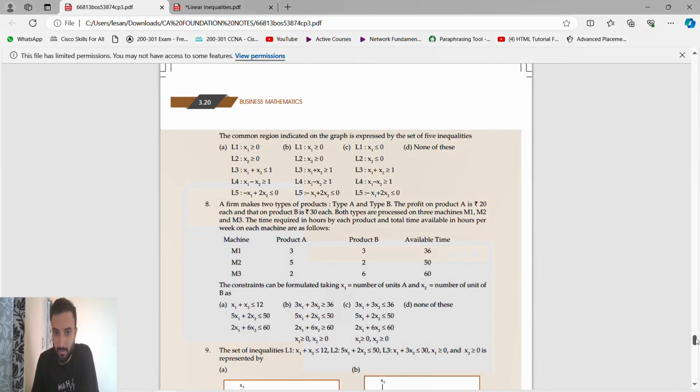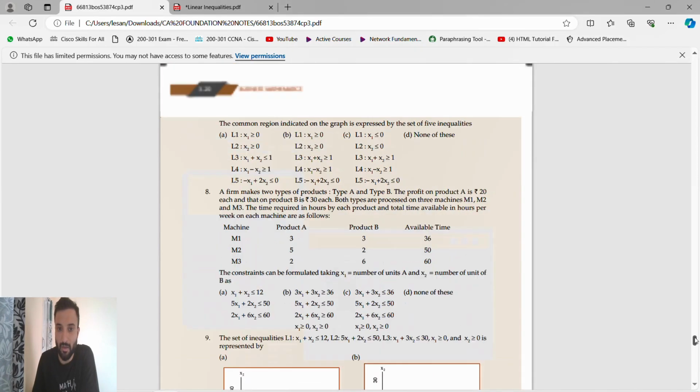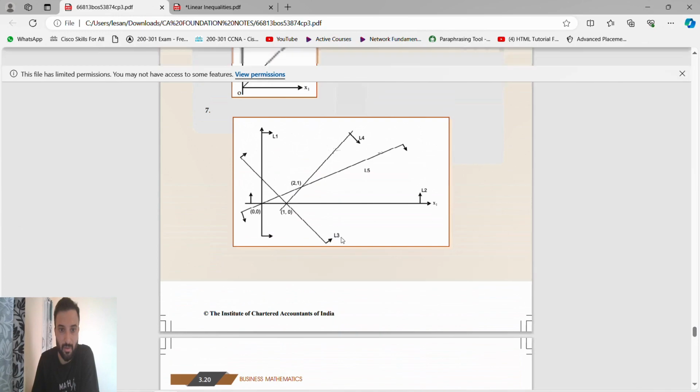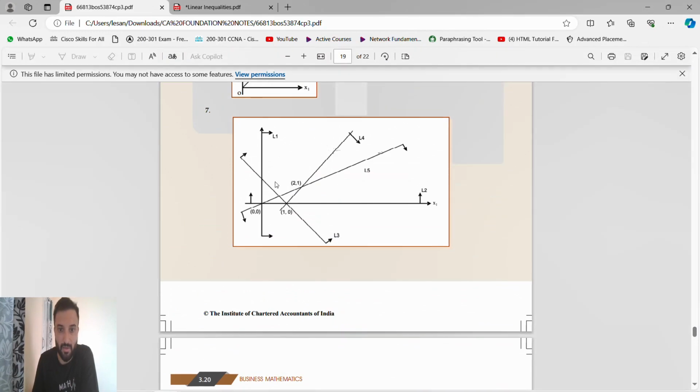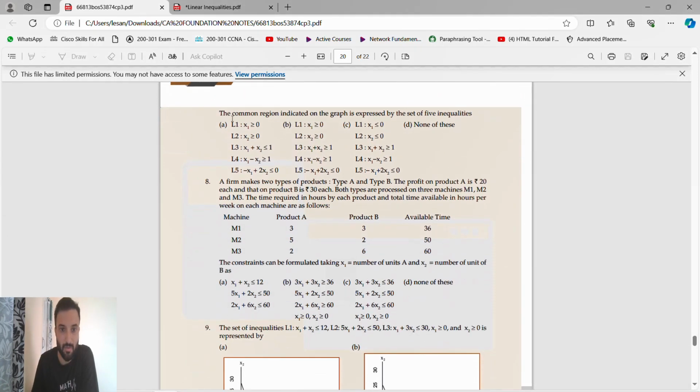Just see the example. See this. They are given a graph, right? And in that they are given equations. So see, x1 greater than 0, x2 greater than 0. So what I am talking about is x1, x2, or y1, y2, or xy, whatever. See, this also has it, so this also has it, which means all three are valid.